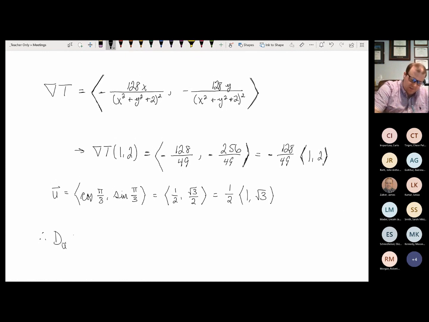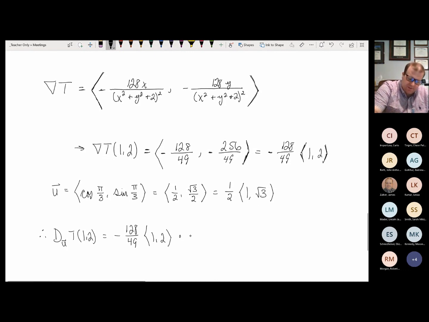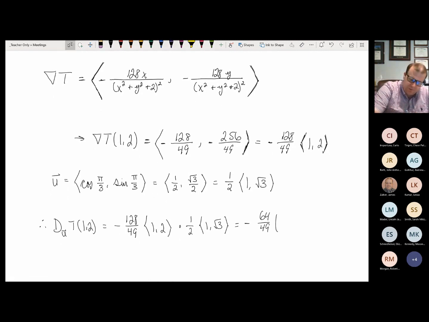Rate of change going to be this, dotted with now our unit vector. Negative 128 over 49 times the half would be negative 64 over 49. Now we just take the dot product of the vectors. Be 1 plus 2 root 3. Right, so this is our rate of change in that direction of temperature.